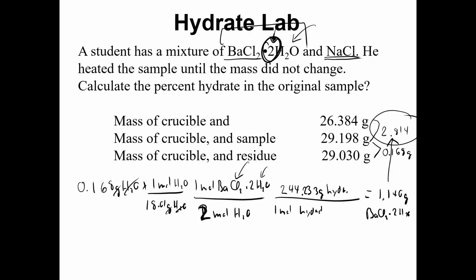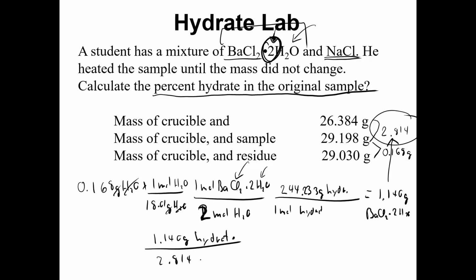The rest was some other stuff, right? So calculate the percent hydrate in the original sample. All you need to do is part over total: 1.140 grams of hydrate divided by the total, which is 2.814 grams of total mass, times 100 equals 40.50% of this stuff. Okay, so you've got to just practice some of these problems and work through it.